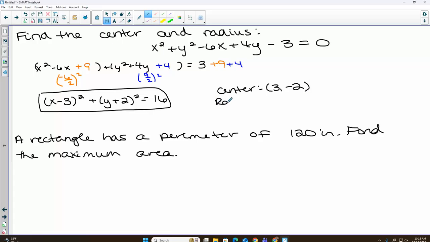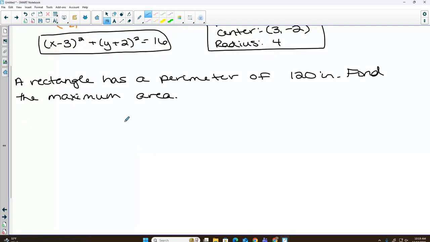What's my radius? 4. Does it have to be a perfect square? No, if not, you just write it in radical form, lowest terms. If I asked you to graph it, could you? Put a dot at (3, -2), and then count 4 every direction. All right. Second one, you have a rectangle, so we should draw a rectangle.